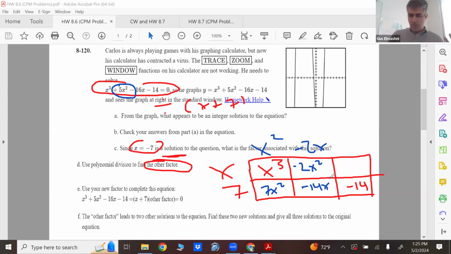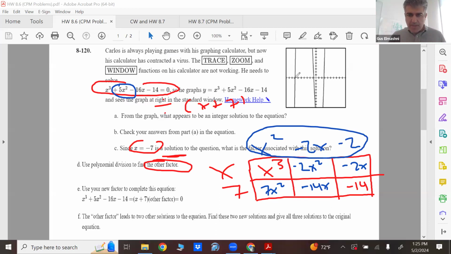Okay, and then if I have -14x, I got to have a -2x here. Then that's got to be a -2, and it checks out at the end. If it doesn't check out at the end, then it's not a factor. There's a remainder. And remember, if it overshoots, then you got to do a minus. If it undershoots, then you got to do a plus to bring it back. But it's good. We got it. That's the other factor.